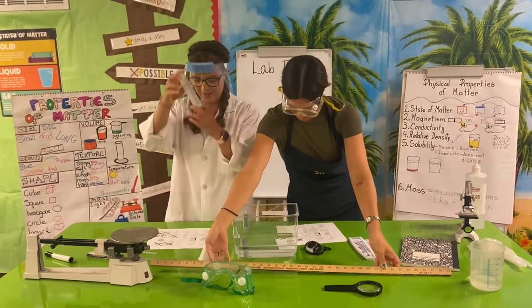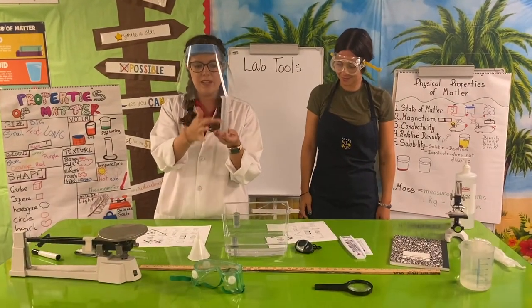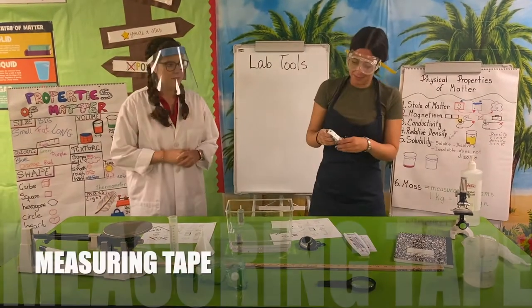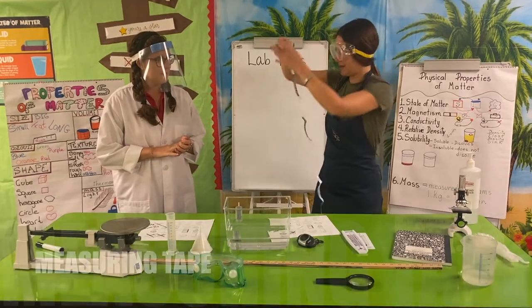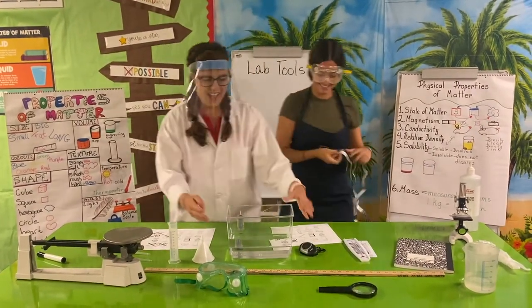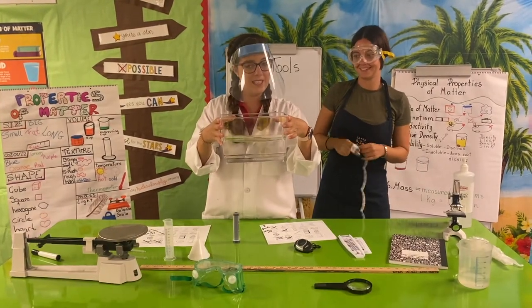And the graduated cylinder, we are also using for the liquids. We have here our measuring tape. We can use it to measure everything. And the aquarium, where we are also going to use experiments. You will see in the next videos.